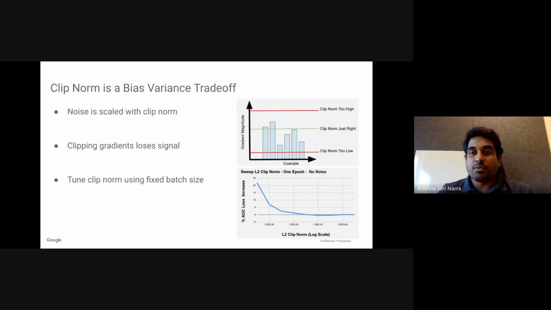So next is the clip norm. Clip norm inherently provides a bias variance trade-off. If we increase the clip norm, the noise added to the average gradient is proportional to it, so it increases the noise standard deviation. However, if we reduce the clip norm, then it actually cuts down the signal, as you can see in the graph below. So after fixing the batch size, we can tune the clip norm to find what is just about the right clip norm for our ads problem.